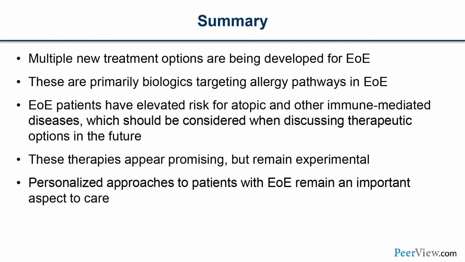But I think the interesting thing that we need to think about as we're dealing with our eosinophilic patients is to really realize that they have these elevated risks for atopic and other immune-mediated diseases. And this is that kind of nice time for us to sit down with our patients and realize we can start to deliver more of a personalized approach to our patients, and start thinking about what other comorbid conditions they have and how that can fit into a treatment algorithm to treat them, to give them a better quality of life.